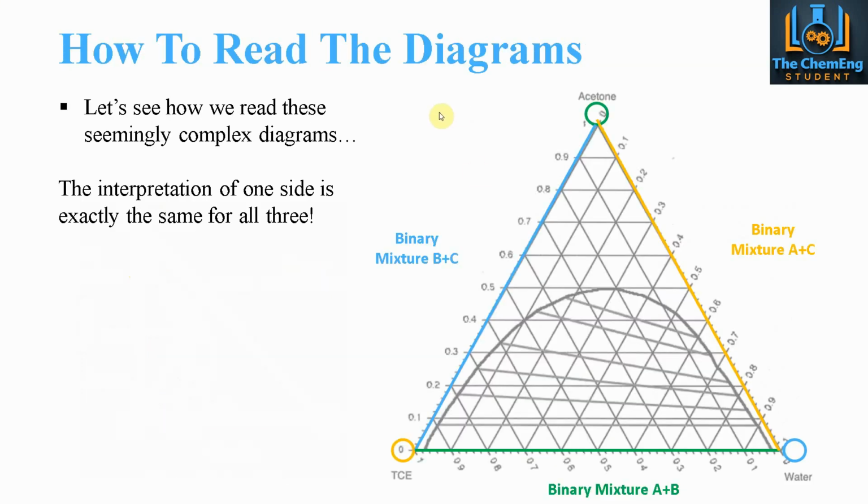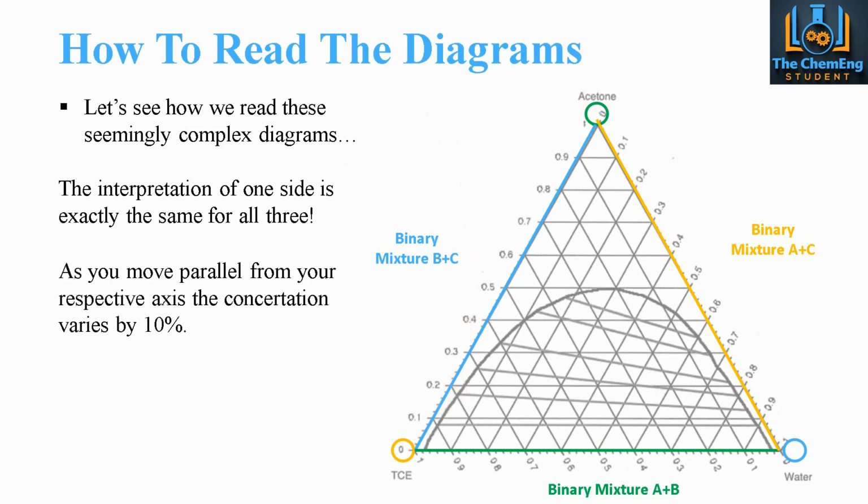Now, in order to actually read these graphs, I'm going to use the more comprehensive one, but you can apply this to the right angle triangle as well. The interpretation of one of the sides is exactly the same for all three. So how we interpret one of the components is exactly the same for the others as well. Essentially what we do here is as you move parallel from your respective axis, so in terms of your respective component, the concentration varies by a factor of 10%.